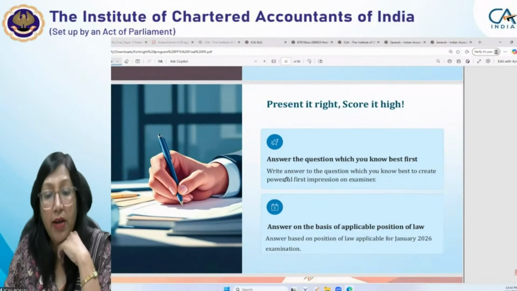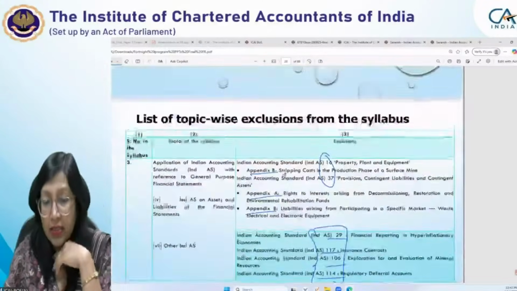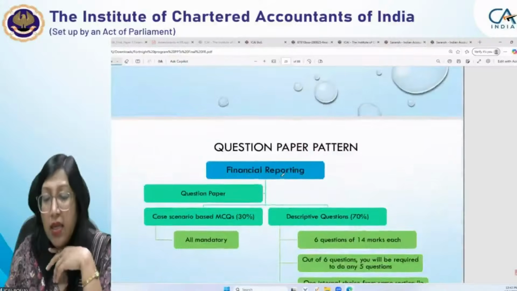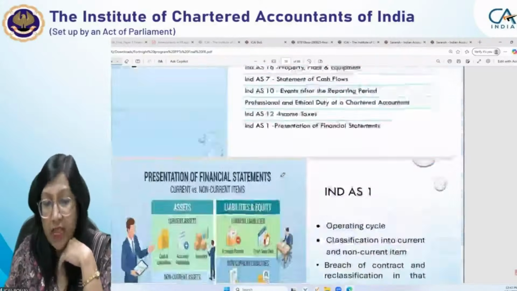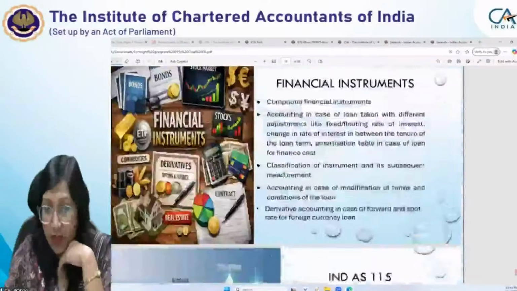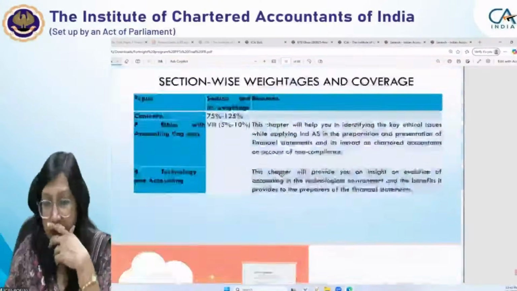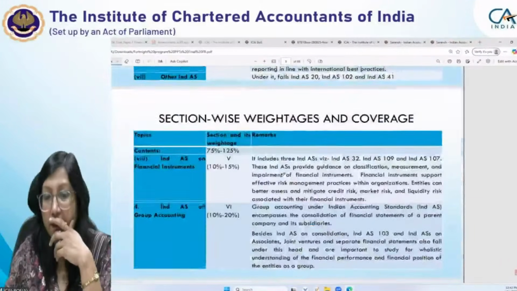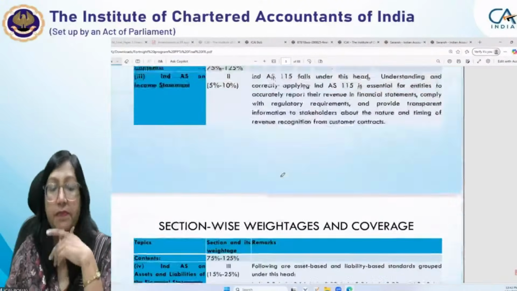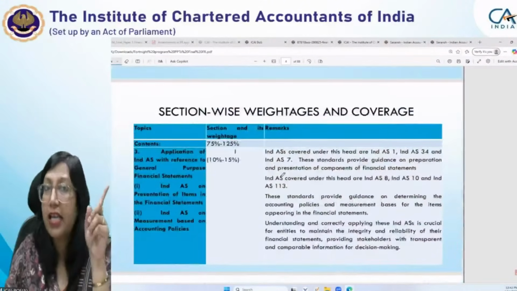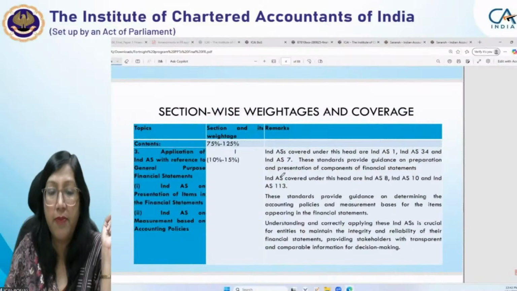Anand, I have already given this PPT. There, in the section-wise weightage, I have mentioned every standard which is covered in a particular section. I'm coming back to my section. See, this is the section-wise weightage. I'll take you to the link where it is given on the website also.